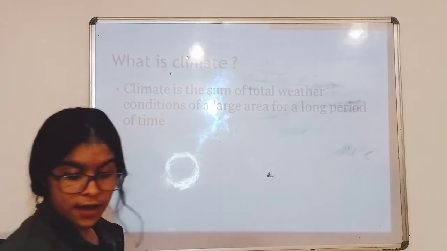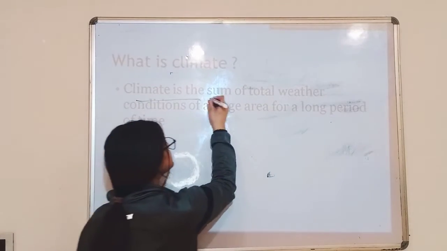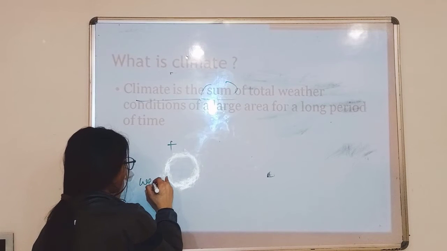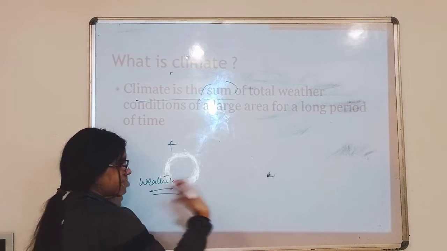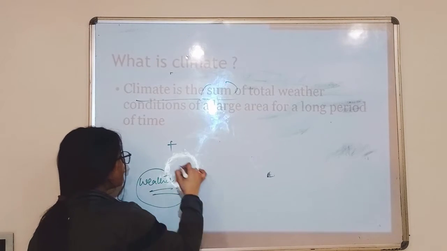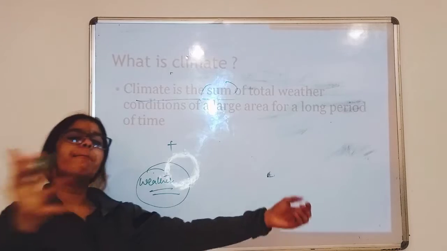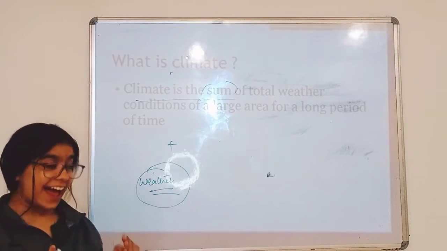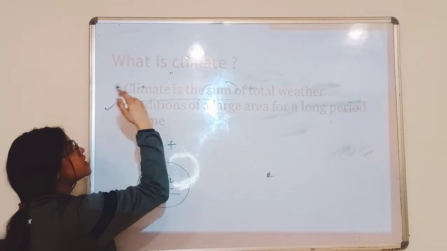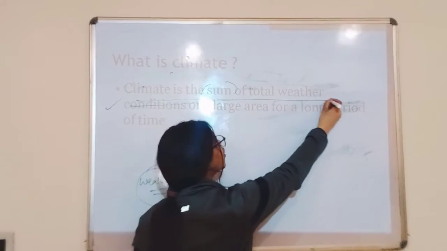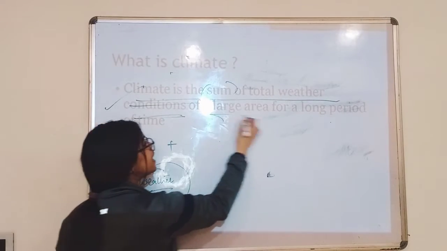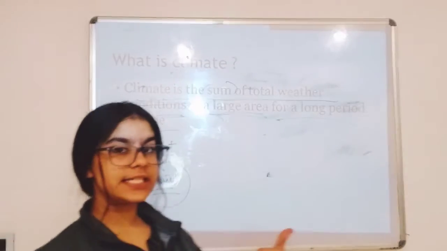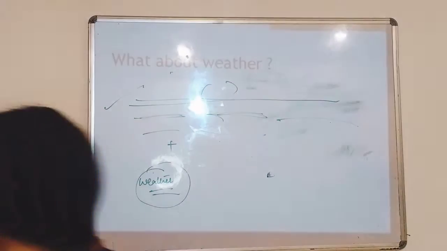So see, what is climate? Climate, it's the sum, right? Here I'm talking about the sum. We have the weather, we'll study about it in the next slide. When we have so many weather, we combine all the weather and we get the climate. So basically, it's the sum of total weather conditions of a large area for a long period of time. I'll explain you in detail when we study about weather.